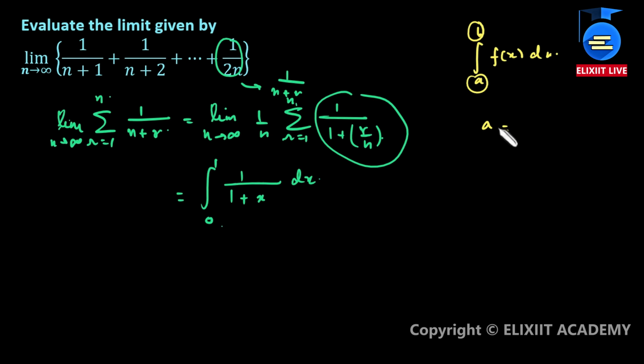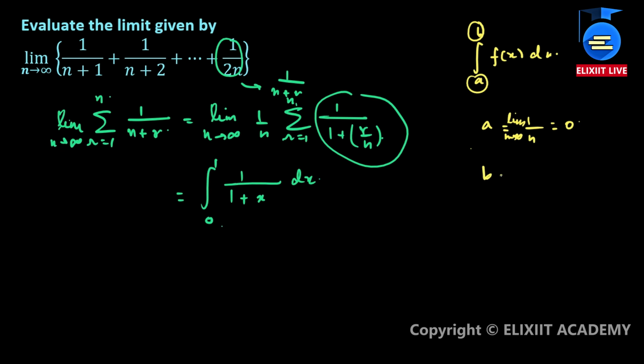To determine the lower limit of this integration, we divide by n over here and then take the limit n tends to infinity. The lower limit of this sigma is r equals 1, so you divide by n and then take the limit n tends to infinity. So this tends to 0. So we have the lower limit to be 0.